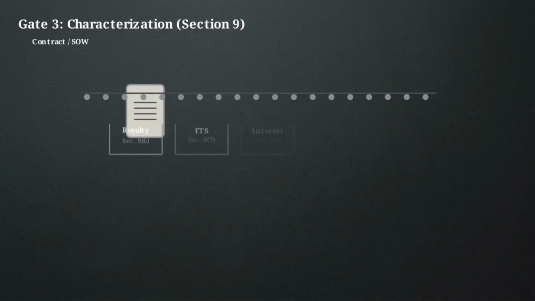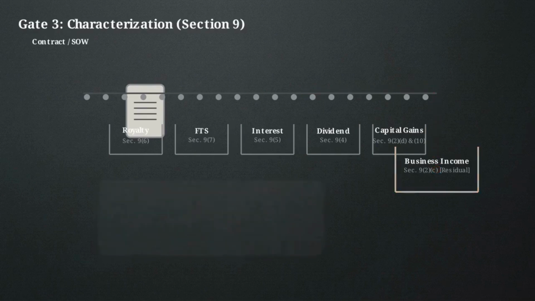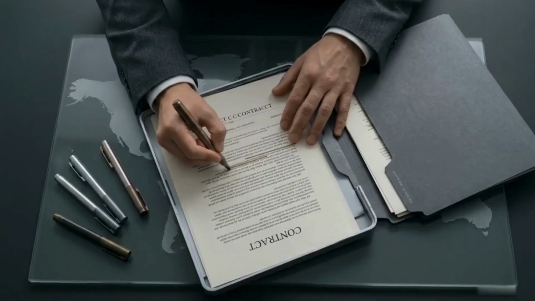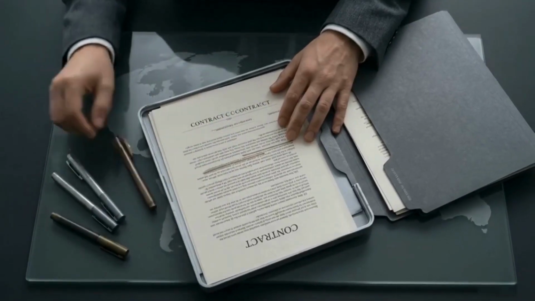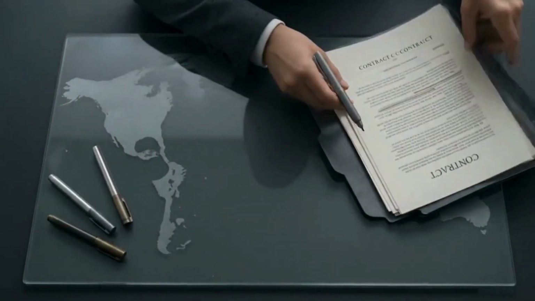Contract details are sequentially sorted into 5 statutory bins: royalty, fees for technical services, interest, dividend, and capital gains. Failing those, it falls into a residual bin, business income. Pure reimbursement claims require strict third-party evidence and zero markup. Properly characterizing the income based on the contract ensures you don't misapply standard withholding rates to complex mixed deliverable agreements.